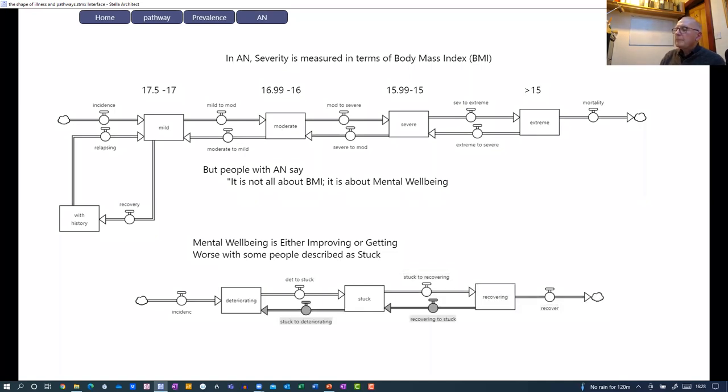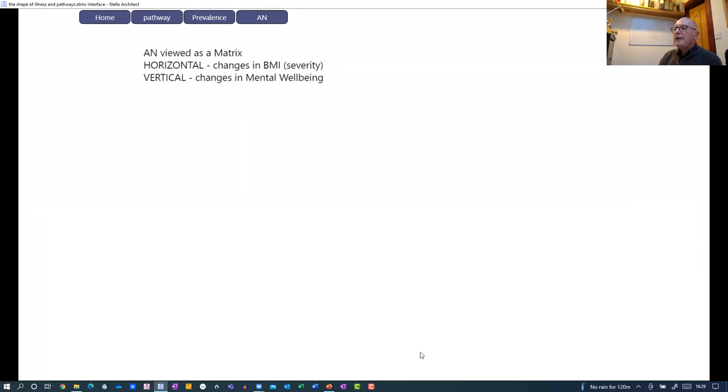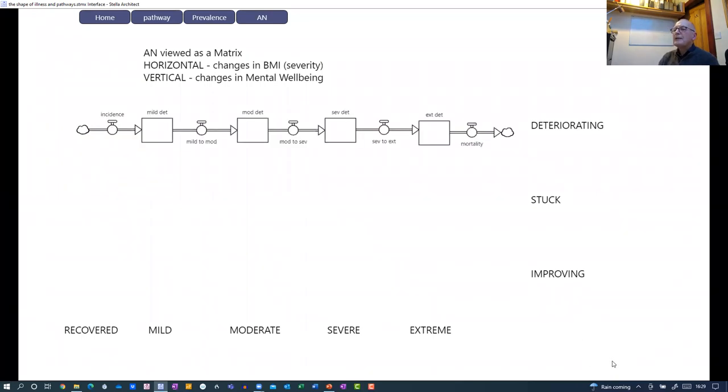And that can work both ways. So in terms of your mental well-being, when you're first unwell, clearly deteriorating, having gone from crossing the threshold into having the condition, and then there's a possibility of improvement, and so there's movement like that. So if you put these phenomena together, then we end up with a matrix where the horizontal part is to do with changes in BMI and the vertical part is to do with mental well-being. So we've got people moving from mild to moderate, severe, extreme and back again, and then in terms of mental well-being, deteriorating, stuck or improving, and therefore the stock and flow structure looks a bit like this.